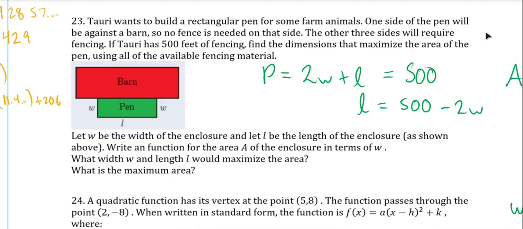Here we have one of my favorite problems involving a parabola. It says that someone wants to build a pen for their farm animals. One side of that pen is going to be up against the side of a barn, so they don't need fence on that side. So we have a rectangle, but now with only 3 sides that we need to build. So our perimeter of that rectangle is going to be 2 of these plus 1 of these L's. And we only have 500 feet of fencing, so the sum of those must be equal to 500.